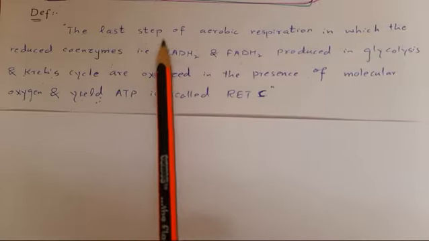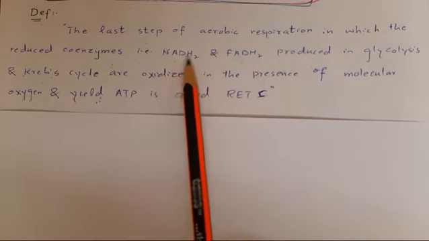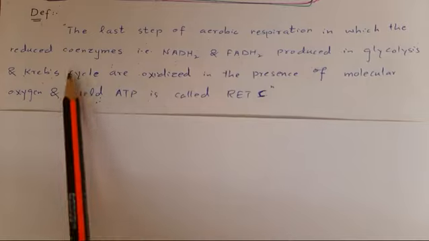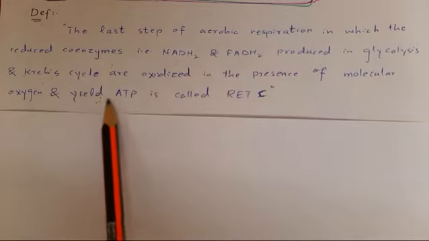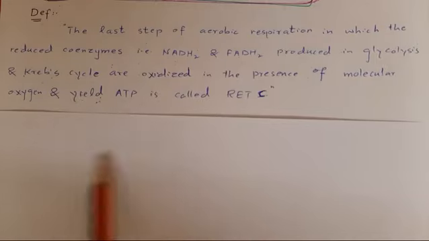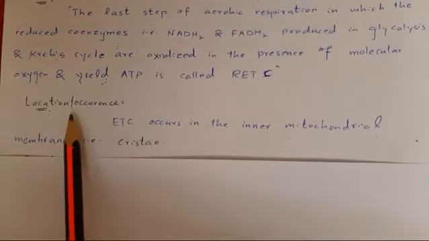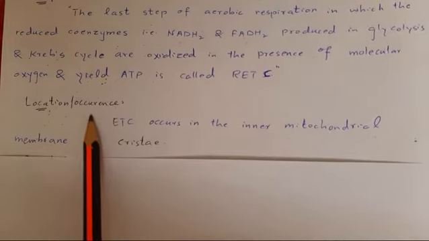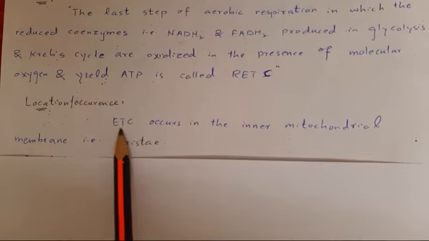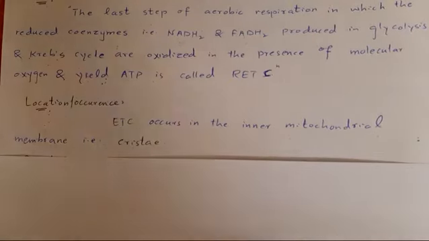So the last step of aerobic respiration, in which the reduced coenzymes NADH2 and FADH2 produced in glycolysis and Krebs cycle are oxidized in the presence of molecular oxygen and yield ATP, is called respiratory electron transport chain. Where does the electron transport chain occur? The respiratory electron transport chain occurs in the inner mitochondrial membrane, that is cristae.